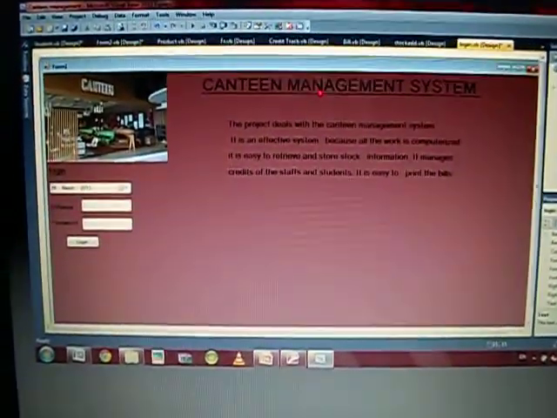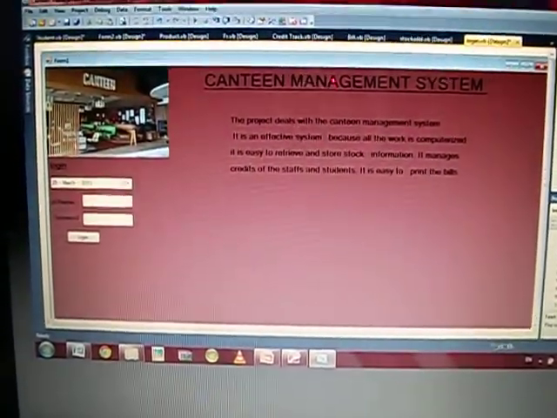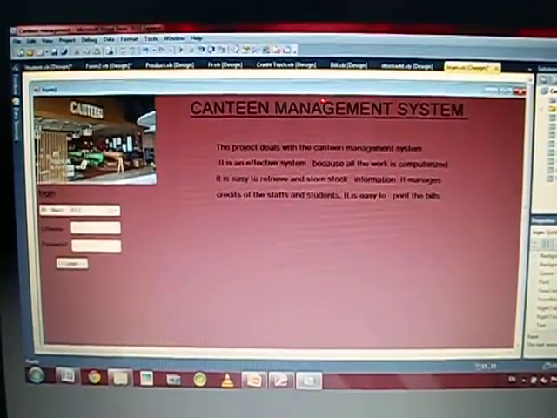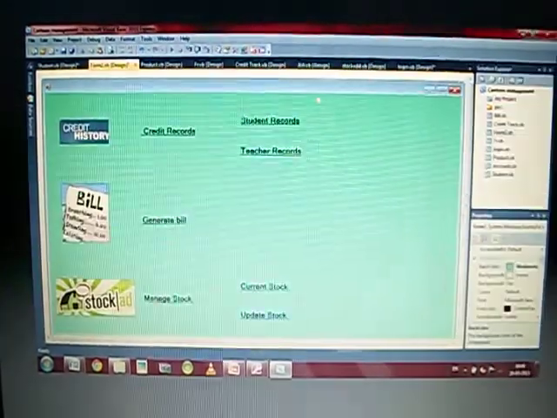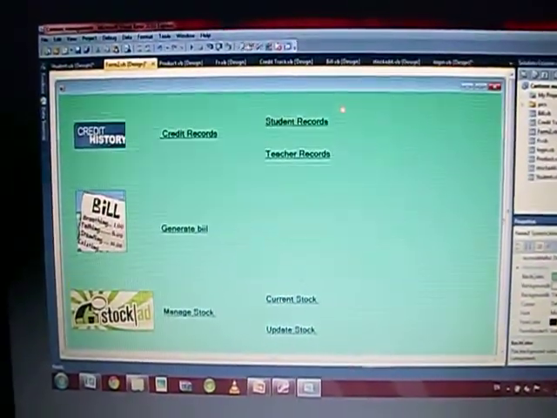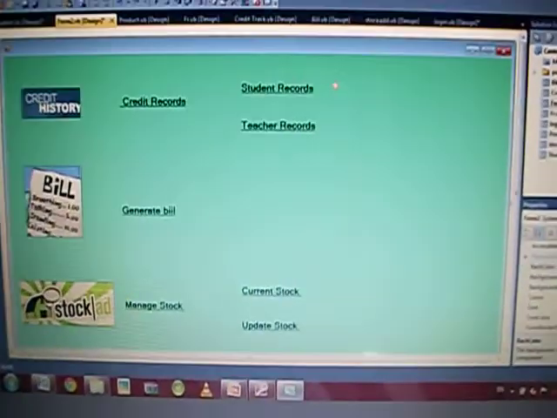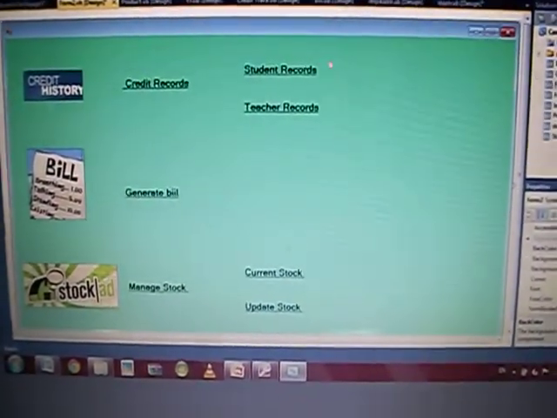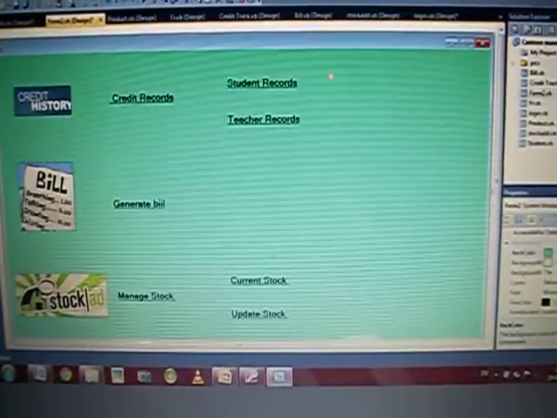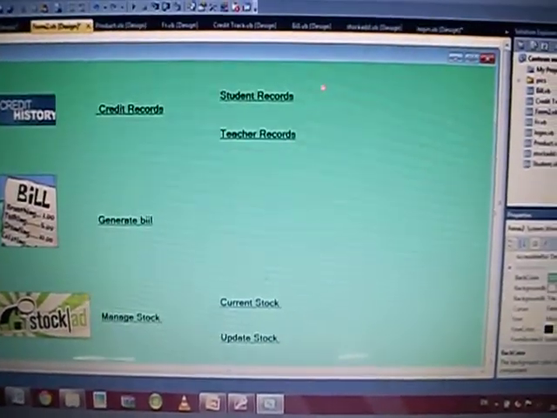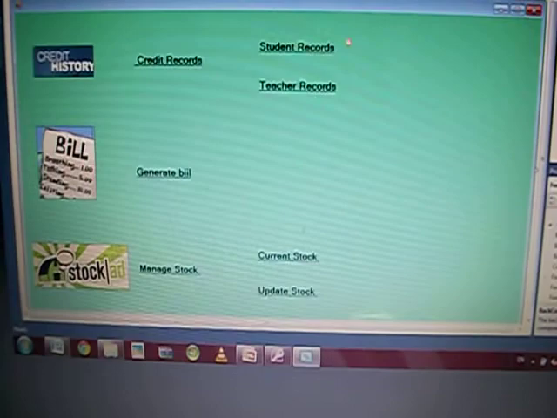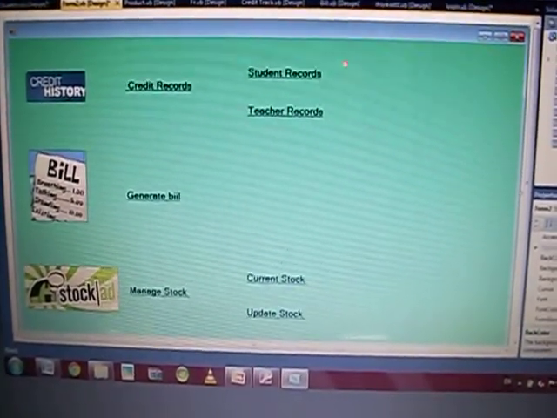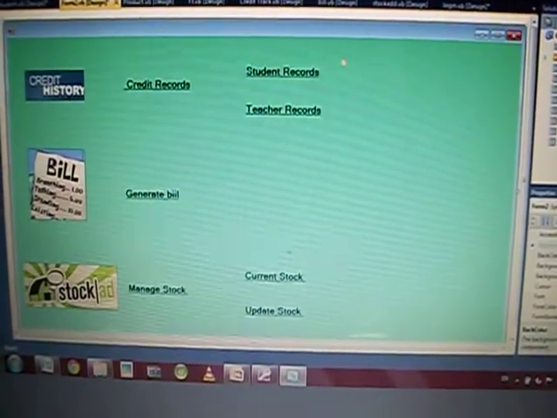This is a main login ID page. It consists of a login ID name and a password which will be allotted to each staff member and the student. It consists of 3 records field: credit record, generate bill, and manage stock. The owner can manage the stock by currently filling in the details of the price available in the canteen. The staff and students can generate the bill depending upon the order they place.